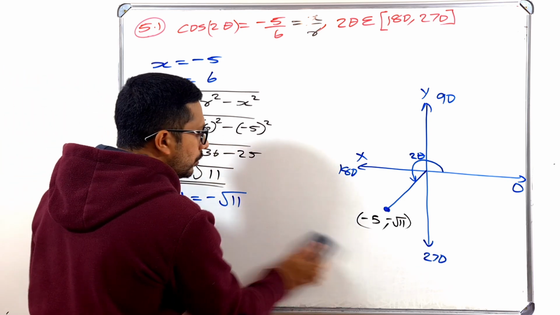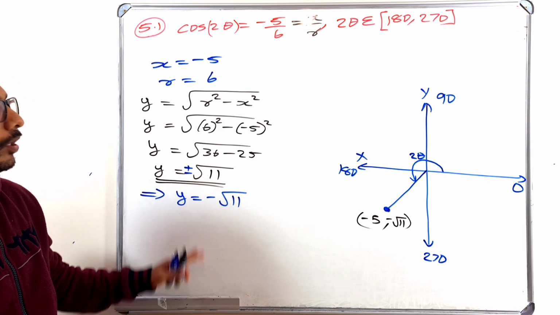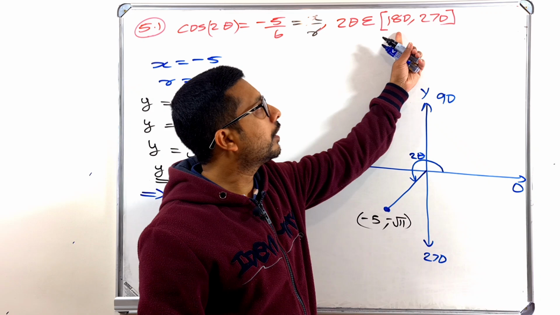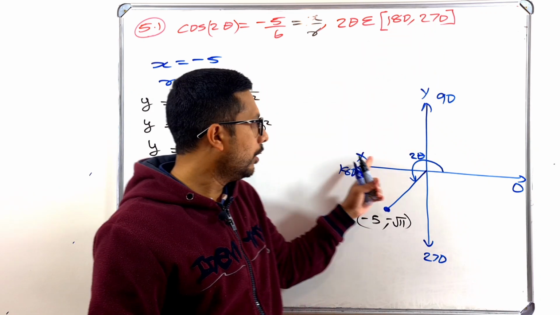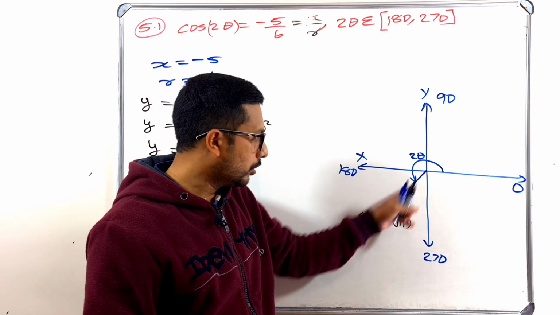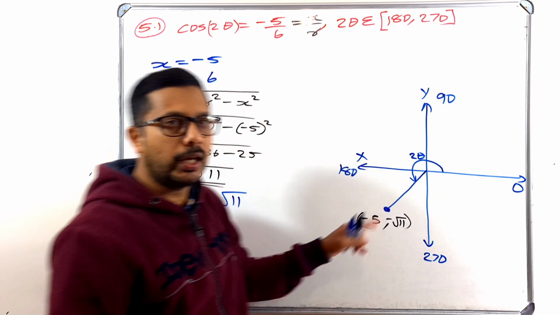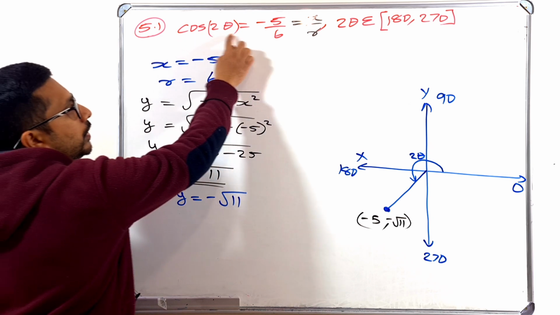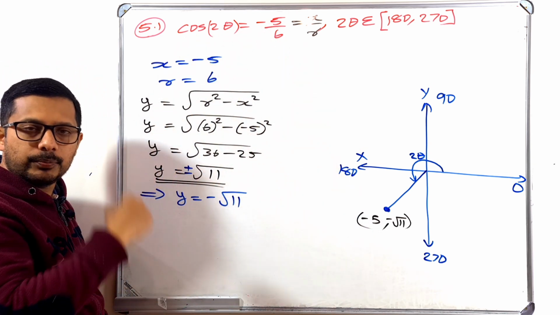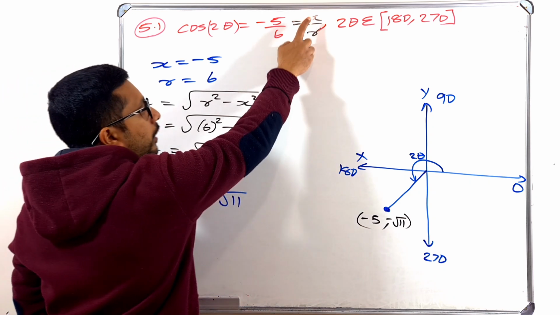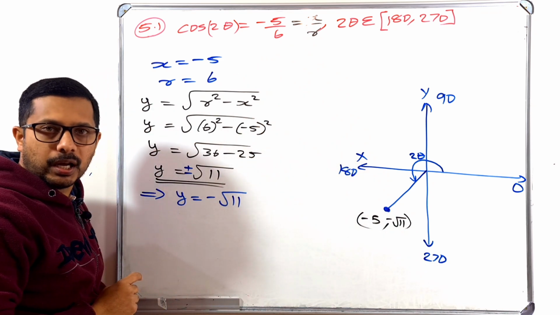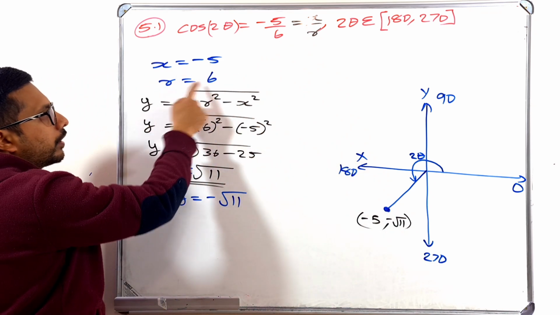Listen once more before I erase this. What I did: first I drew a Cartesian plane, then it is given that 180 to 270, which means it is on the third quadrant. So I drew a line and put a point here. What is given? Cos 2 theta is minus 5 over 6. What is the definition of cos? Adjacent side by hypotenuse. We represented the adjacent side with x and the hypotenuse with r. So x is equal to minus 5, r is equal to 6.